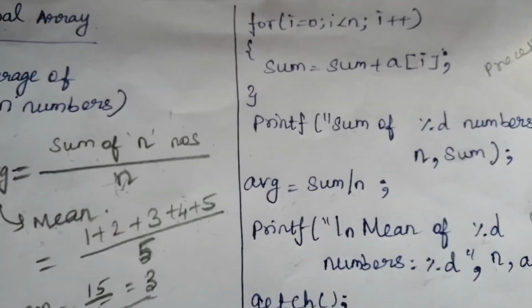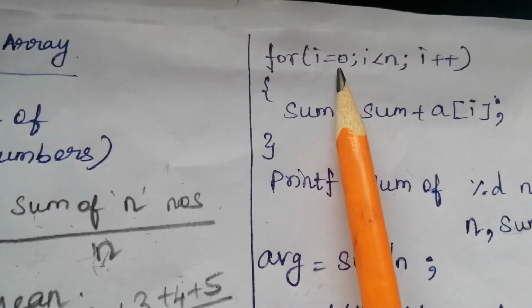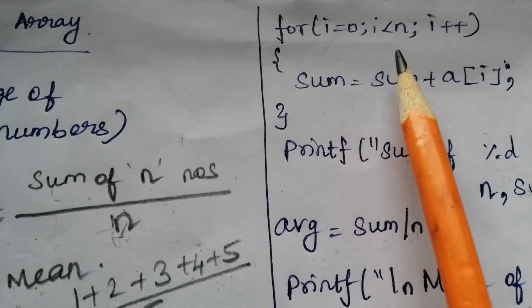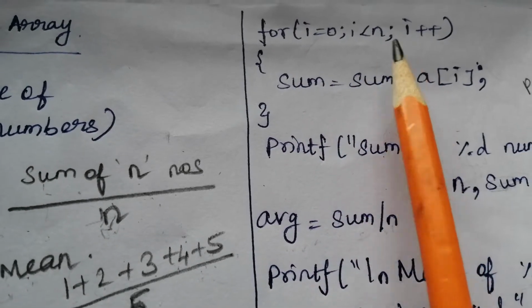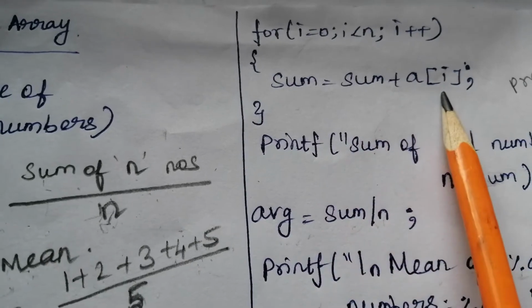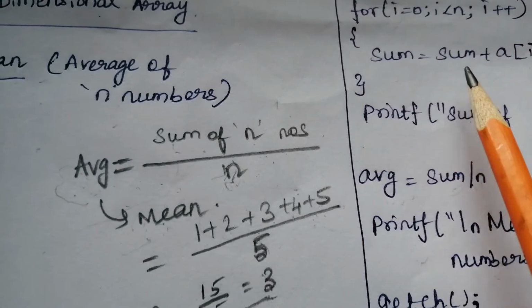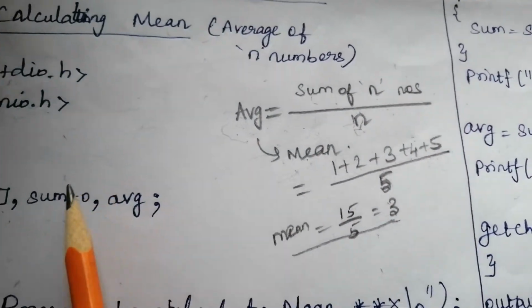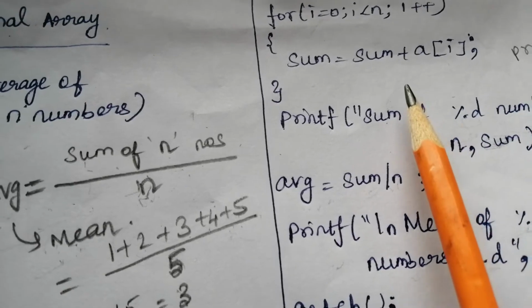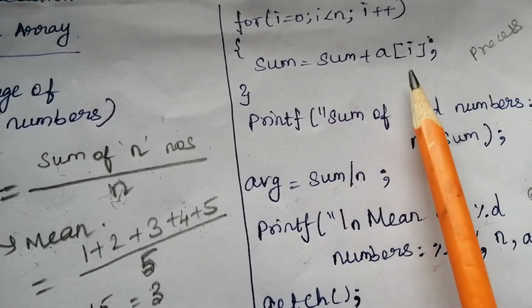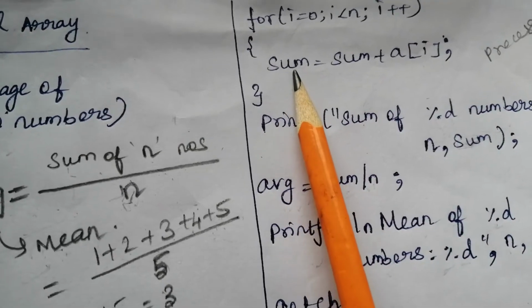After that we have to process the input. This is the processing operation. Here I have used a for loop to calculate the sum of all the numbers: for i equal to 0, i less than n, i plus plus, sum equals sum plus a of i. I have already initialized sum to 0 during the declaration because I am going to add all the numbers in the array. The sum result will be held in the sum variable.